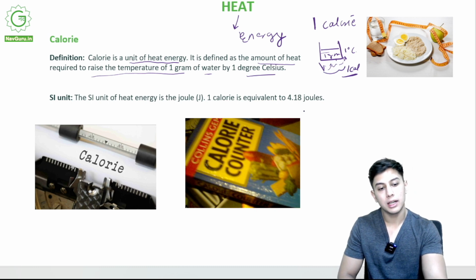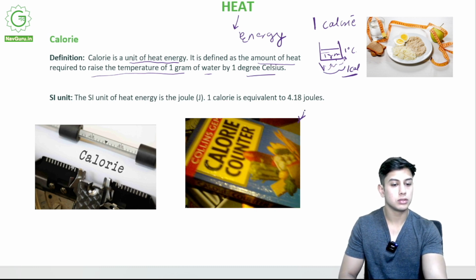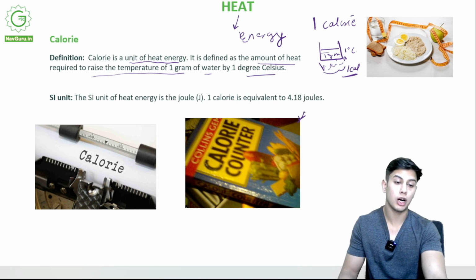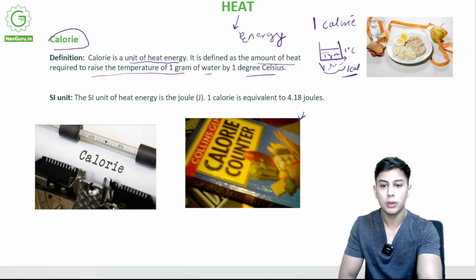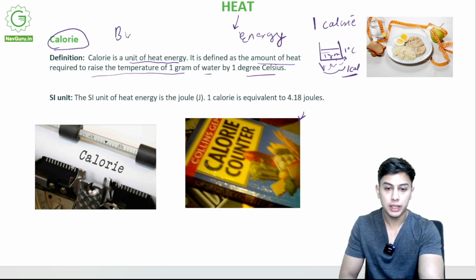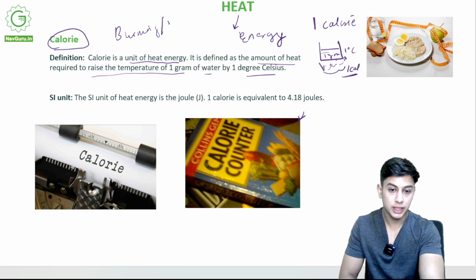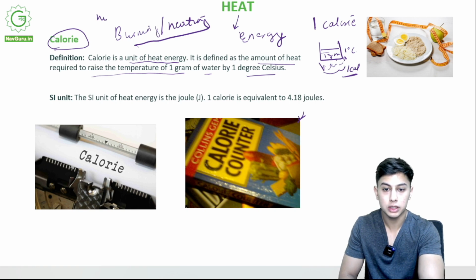People measure calories in food, in their drinks. If someone is fitness oriented, they would know how many calories are present in their food. How much energy would they require to burn all of that? That is calorie. In simple terms, what is calorie? Burning. You are heating, and how much heat, how much burn is required, that is calorie.